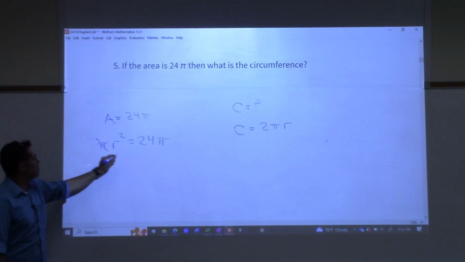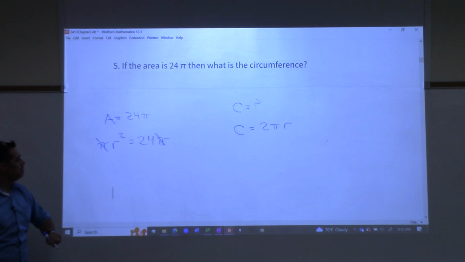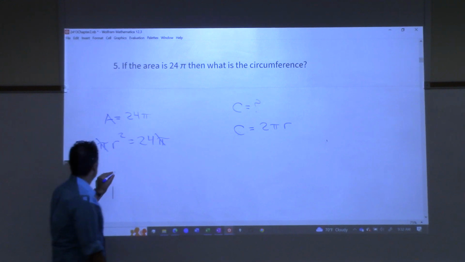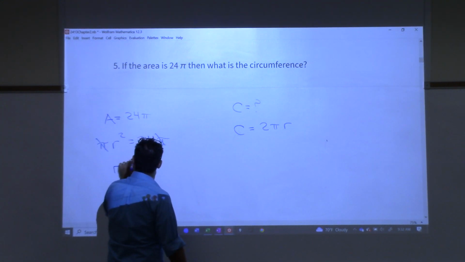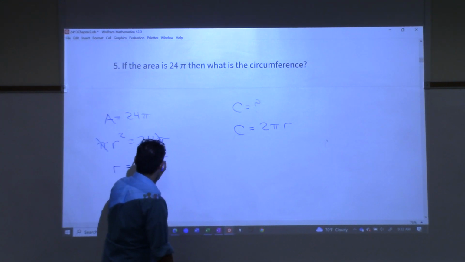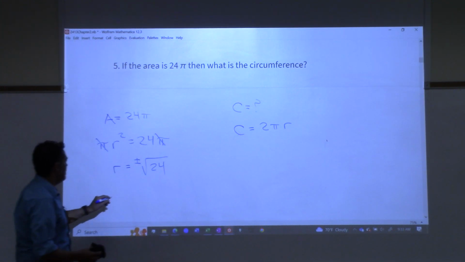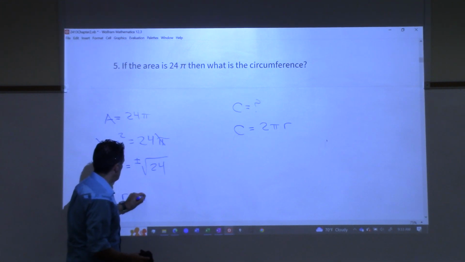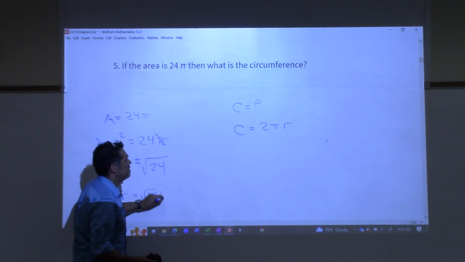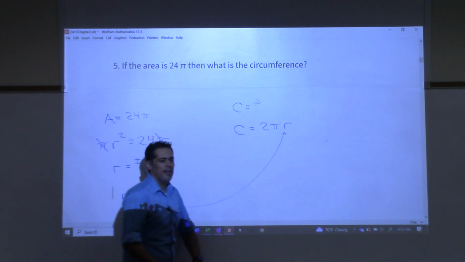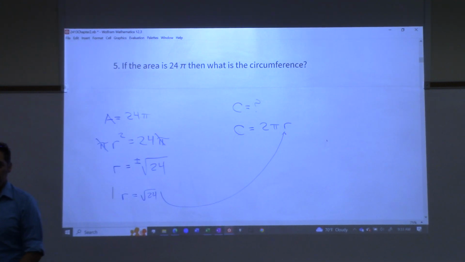So let's divide both sides by pi, and the pi goes away. And then what? Square root both sides. So r would be plus or minus the square root of 24. And really, we can throw away the negative because the radius of the circle can't be negative. So we only have one answer here, which is root 24. And then we take that and plug it in right there, and that would be our circumference.